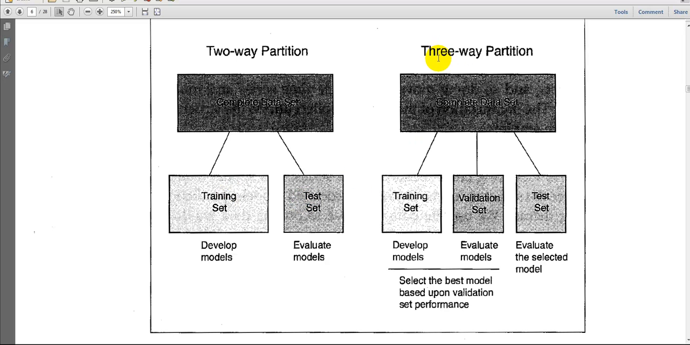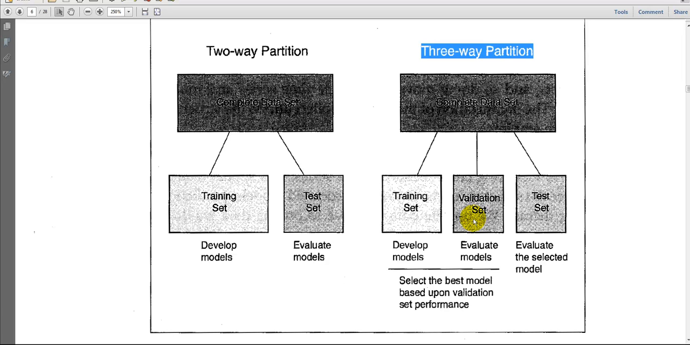Now there's another way to do it, which is actually better, which is a three-way partition. So we have this as the complete data set. I don't know, you can't see it very well. We take the complete data set and we build the model using a training set. Then we choose the best model based on the data in the validation set. So we might come up with 15 or 20 different models here. Now which one should we use? Which one is better? So we look at the validation data set and we say, okay, this model did best on the validation data set.